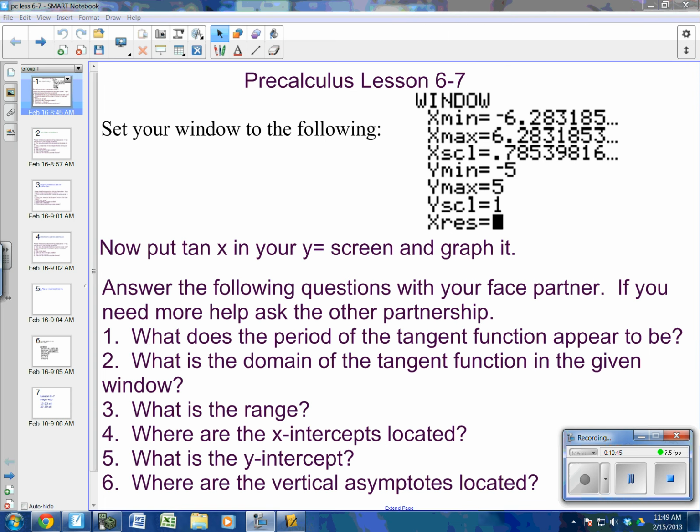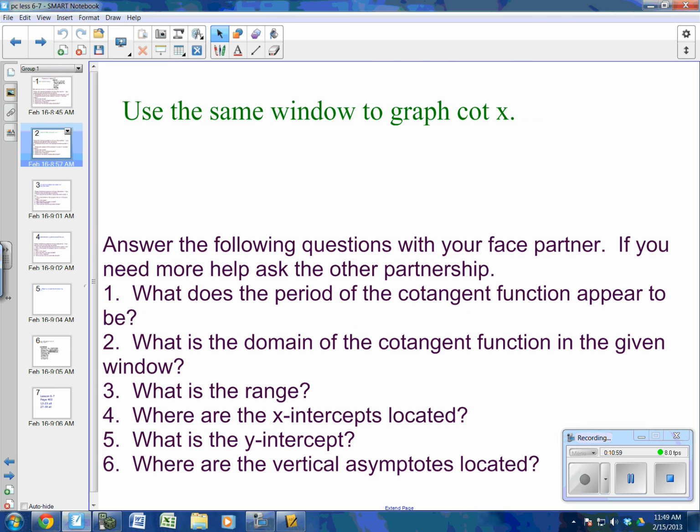Okay, you guys, as we said, today we're going to learn about the graphs of the tangent, cotangent, secant, and cosecant. I believe we already did the tangent, right? So we're going to move on to the cotangent. Right here, use the same window to graph the cotangent of x. You should have your window already. Go to your y equals and put in y equals the cotangent of x.